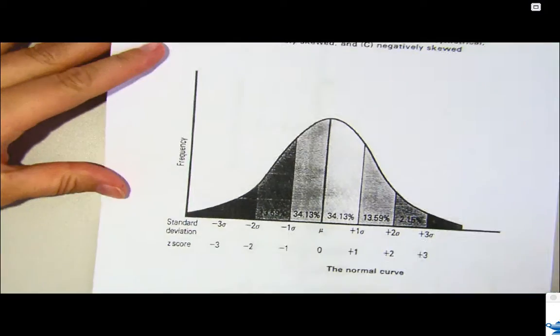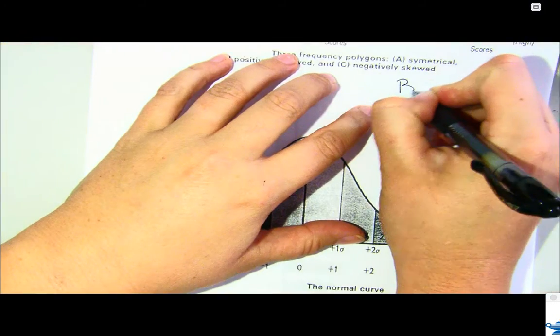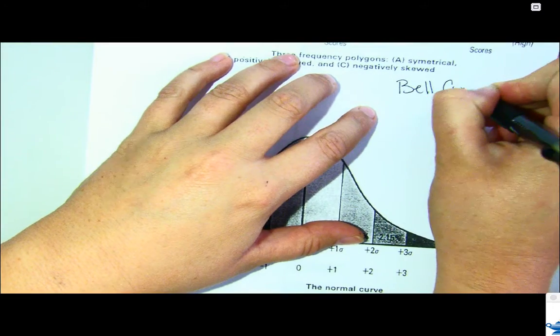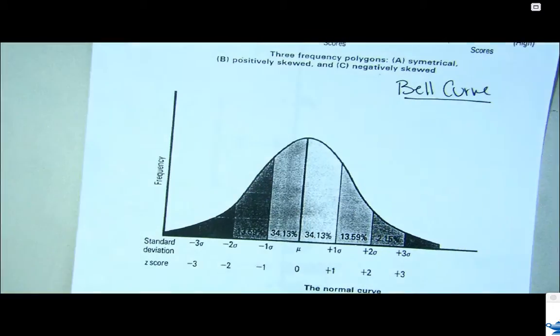All right, so at the very bottom, you're going to see what we call a bell curve. Now, a bell curve is used to show data in an organized manner, okay? So, every standardized test you've ever taken is on a bell curve.